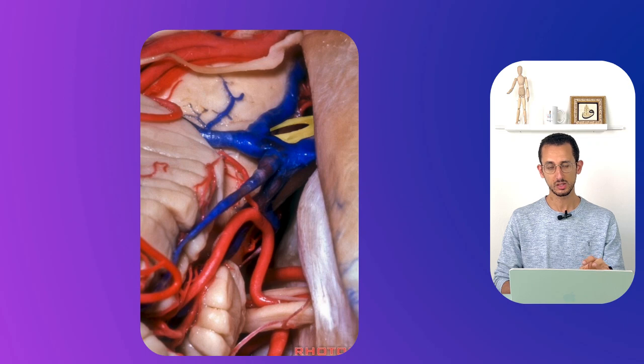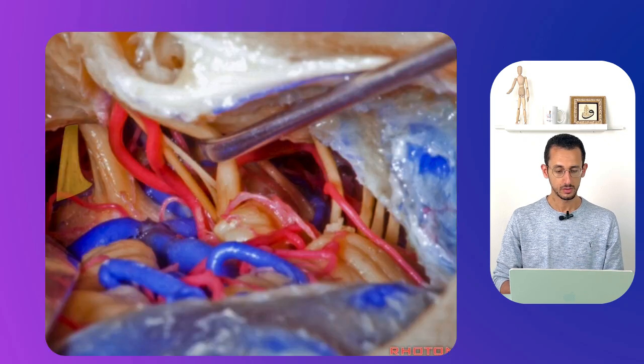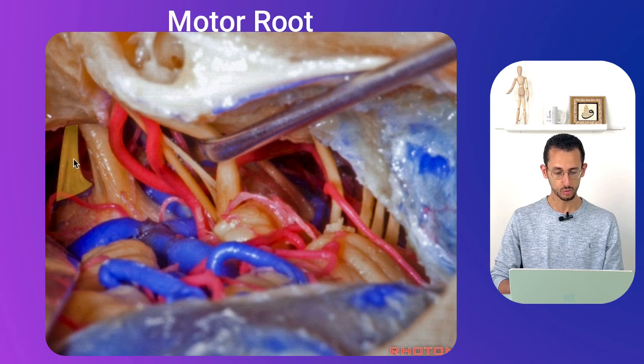This is the view that you see in a retrosigmoid approach doing MVD, microvascular decompression for the trigeminal nerve in case of trigeminal neuralgia, and you can see the trigeminal nerve here is covered by the petrosal vein. This is a petrosal approach, and the trigeminal nerve is seen from a right petrosal approach. You can see the motor part of the trigeminal nerve, superior and medial to the larger sensory root.